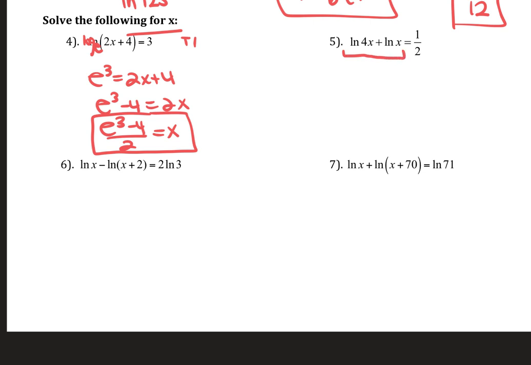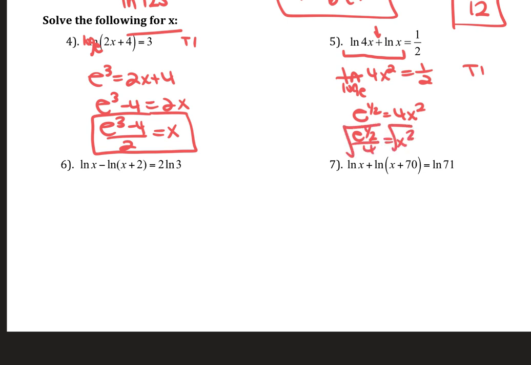Number 5 has 2 terms. We got to combine those first. No coefficients, just plus means product. So it'll be ln of 4x squared equals 1/2. And then we have one term equals one term. So type 1 again, where we convert. Remember, this here is just log base e. So it's e to the 1/2 equals 4x squared. And if I solve for x, we'll divide by 4 and take the square root of both sides. Don't forget, especially for the quiz, when you take the square root of both sides, you need plus minus.